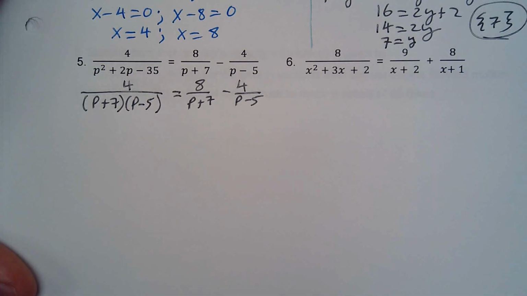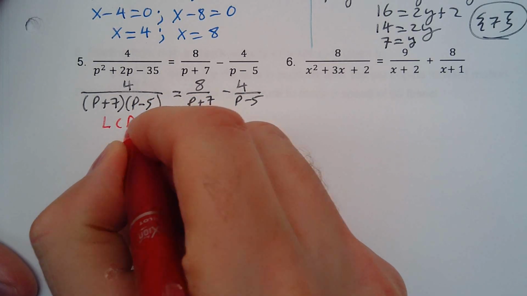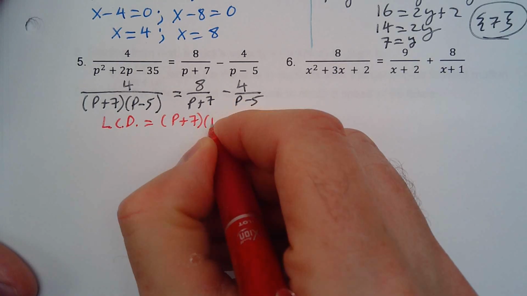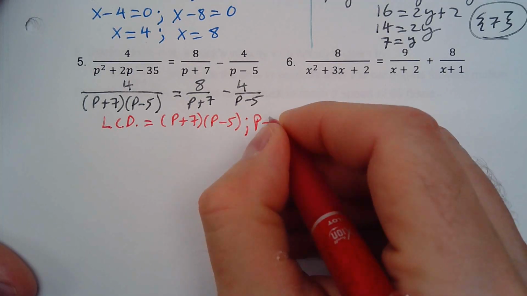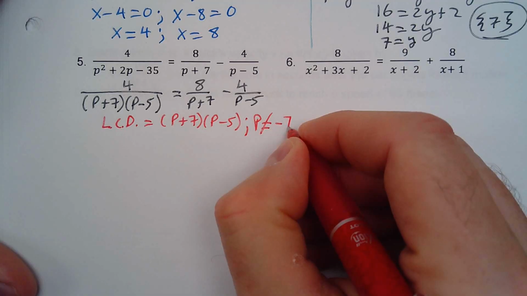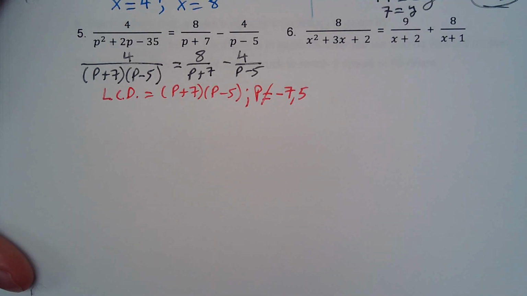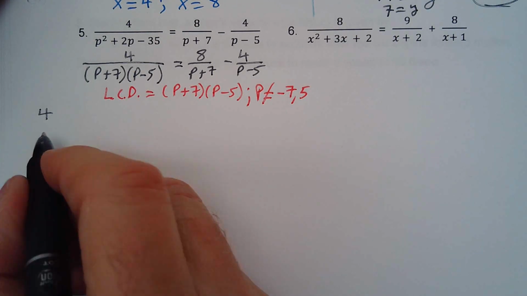So my LCD here is p plus 7 times p minus 5. I'm going to just note here that p cannot be equal to negative 7 or positive 5. And now I want to go through and multiply each term on both sides by the LCD. So these get kind of long, so I'm going to try to make a little extra room here.